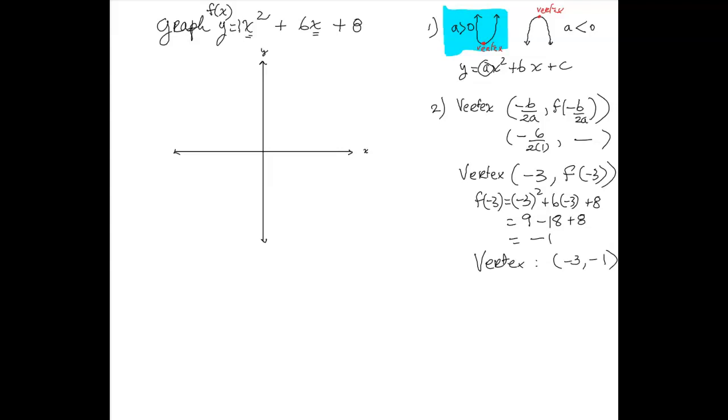So that means my lowest point on the graph, there shouldn't be any graph below negative 3, negative 1. That's going to be my lowest point. So we already have that.